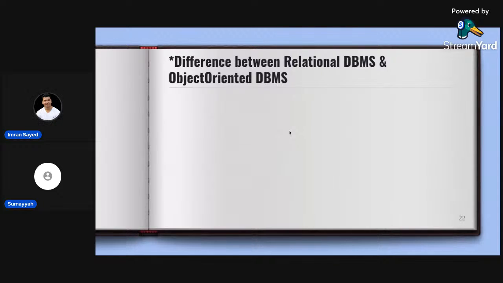Okay, so what type of data does DBMS use? What is data stored as in DBMS?